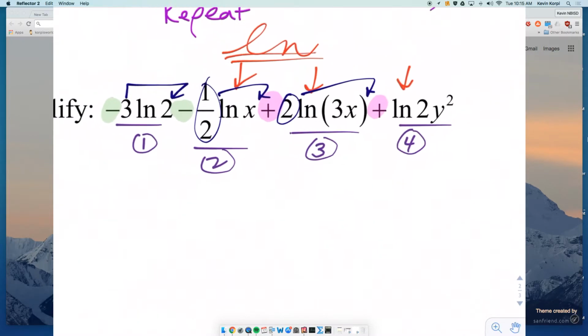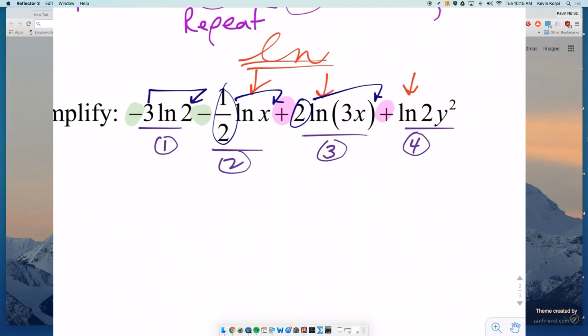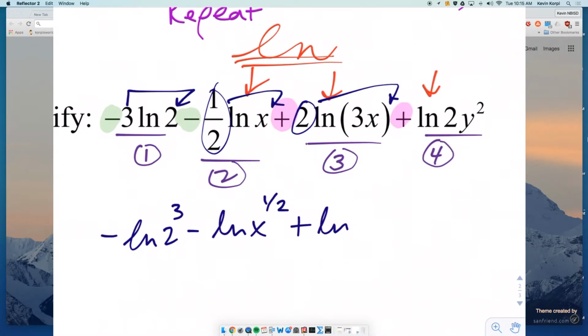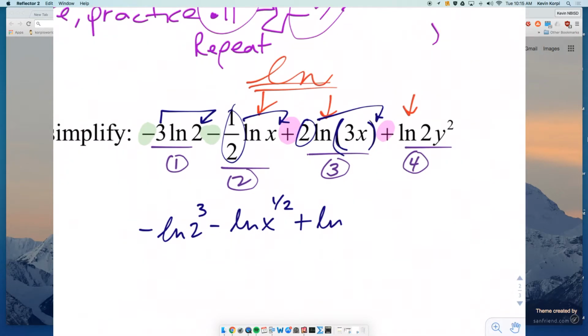It's just a 1. All right, so that first term is going to become negative natural log of 2 cubed, and then minus the natural log of x to 1/2, plus the natural log of. Now notice on this third term, I have the parentheses already around the 3x. I don't really need those there. If I just put plus 2 natural log of 3x, you would assume that 3x is the argument. The first term after a log without parentheses is assumed to be the argument.